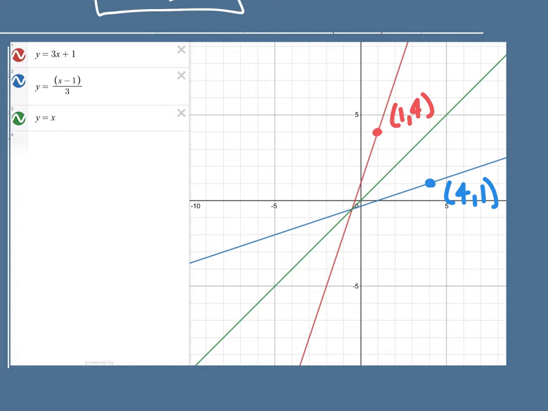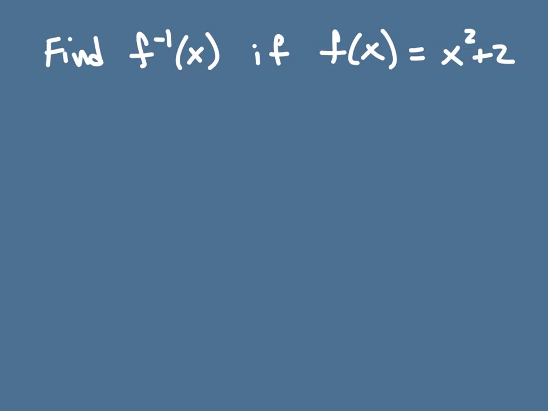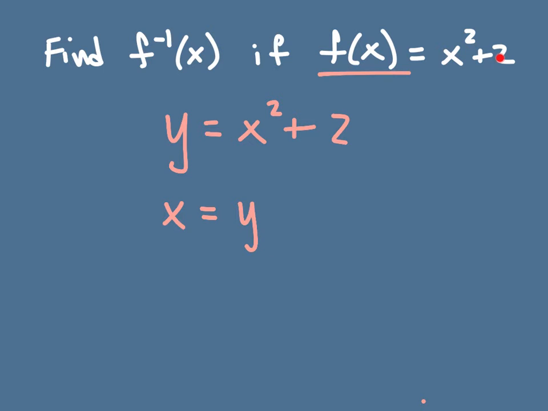All right, let's do another, trickier example to determine the function and its inverse. We want to find the inverse function if f of x is equal to x squared plus 2. The first thing I want to do is rewrite f of x as y. So y is equal to x squared plus 2. Then let's switch x and y. So x is equal to y squared plus 2. At this point, let's solve this equation for y.